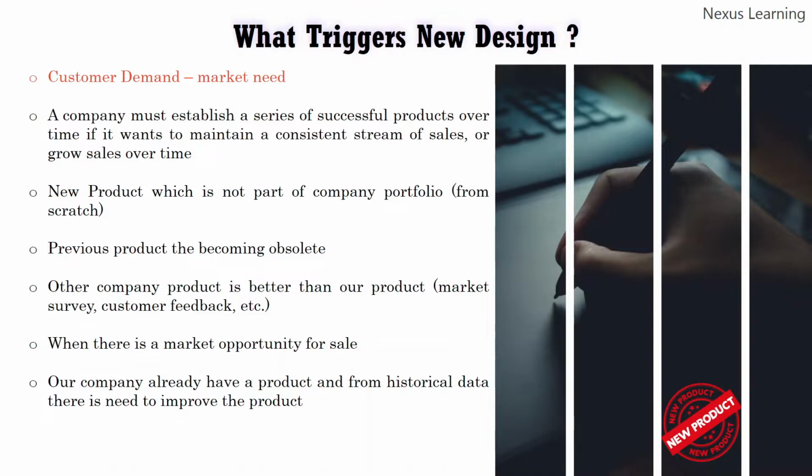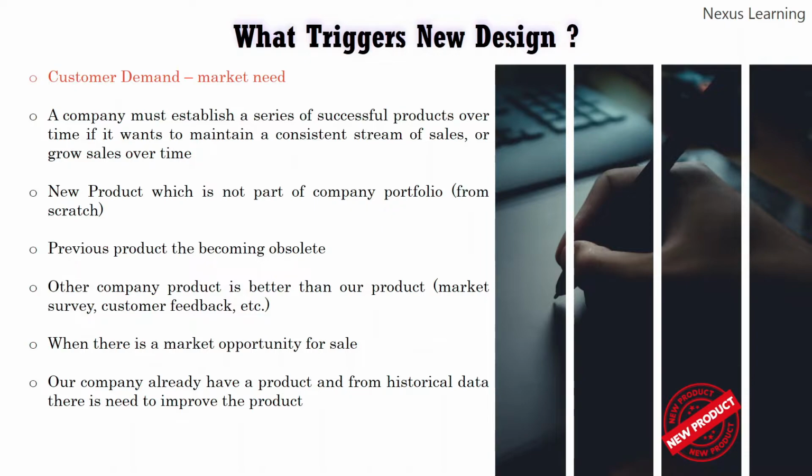For example, a new car: is there any customer demand? Between 5 to 10 lakh, there should be some kind of demand in the customer or in the market, and that we are catering to. Okay, so it is time to introduce a new product. Let us say the company has established a series of successful products over time, and if it wants to maintain a consistent stream of sales or grow over time, we have to introduce new designs periodically.